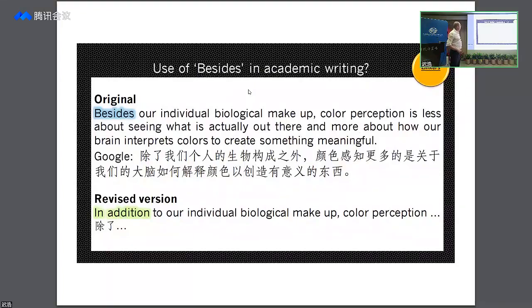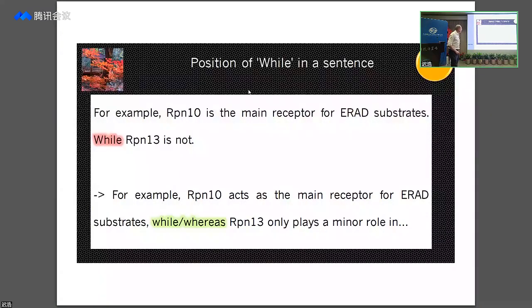Besides, have a look at this. Besides our individual biological makeup, color perception is less about seeing, and so on. This is a term that is rarely used in academic writing. Switch to in addition. If this is what you mean, okay. Sometimes you mean something else, then you have to change it.